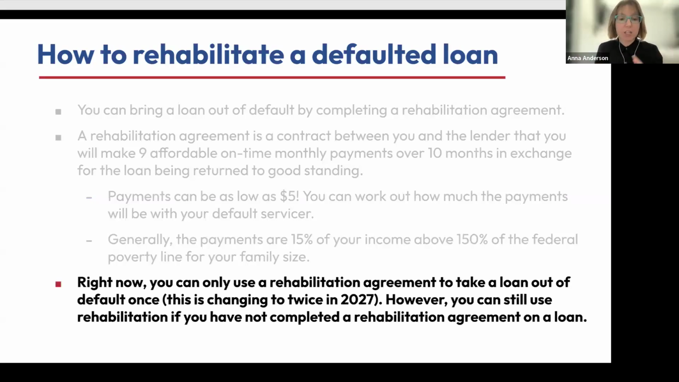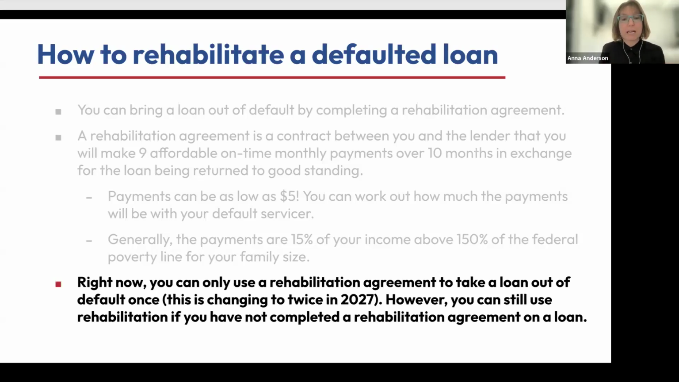This is going to change in 2027. The new law that just came out actually includes a benefit in that it's going to change this to allow people to complete a loan rehabilitation twice, which is a good thing, but that does not take effect until 2027. So right now, if you are in default and you've done a loan rehabilitation in the past, you're not going to be eligible to do it again at this point in time.